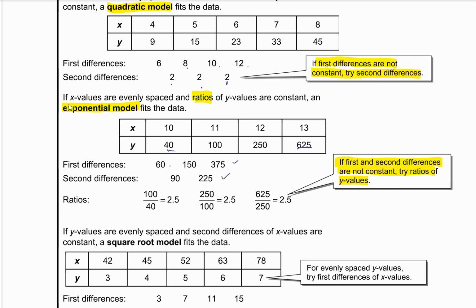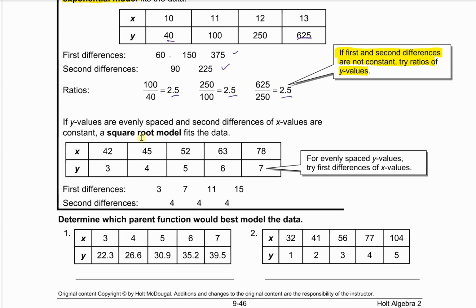If they're not, check the ratios. 100 is to 40, that's 2.5. 250 to 100, 2.5. 625 to 250, 2.5. So this is exponential.